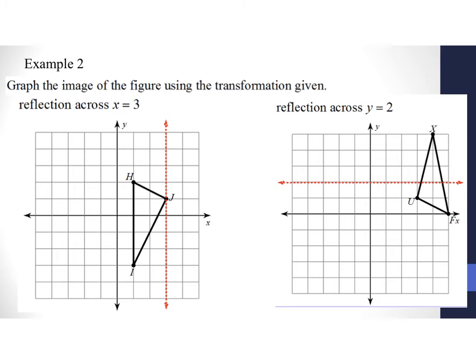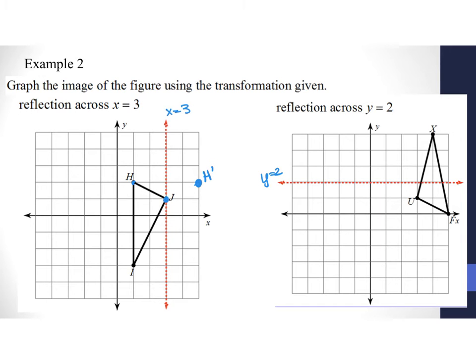For example 2, we are going to reflect across x equals 3. So I drew those in real quick. I have x equals 3 and here I have y equals 2. And I'm drawing them in as a dashed line just so I can see what I have to reflect over. So for the first one where I'm reflecting over x equals 3, I'm going to start out with a pre-image H. I see that I'm 2 units away from the x equals 3 axis. So that means I have to be 2 units on the other side. So my image now is H prime.